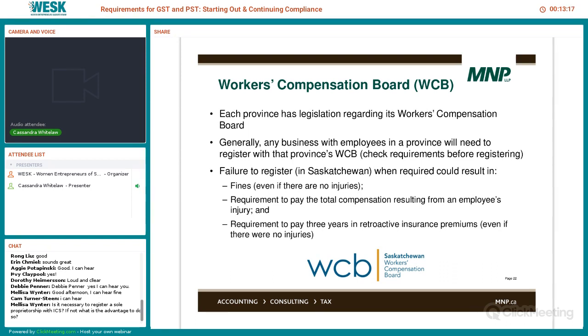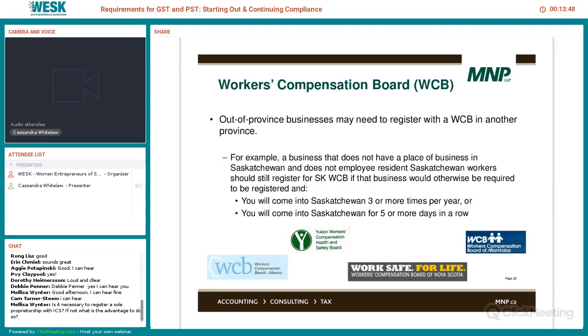So every province has its own WCB. Generally, if you have employees working in a province, you'll need to be registered with that province's WCB, but do check the requirements prior to registering. If you fail to register when you're required to be, there can be serious implications. You can have fines. You may be responsible for the employee's compensation payments, and you may have to make payments for prior years that weren't made. If you've got employees in another province, you'll want to check out that province's WCB as well, because there are certain situations where an out-of-province business may need to register with WCB.